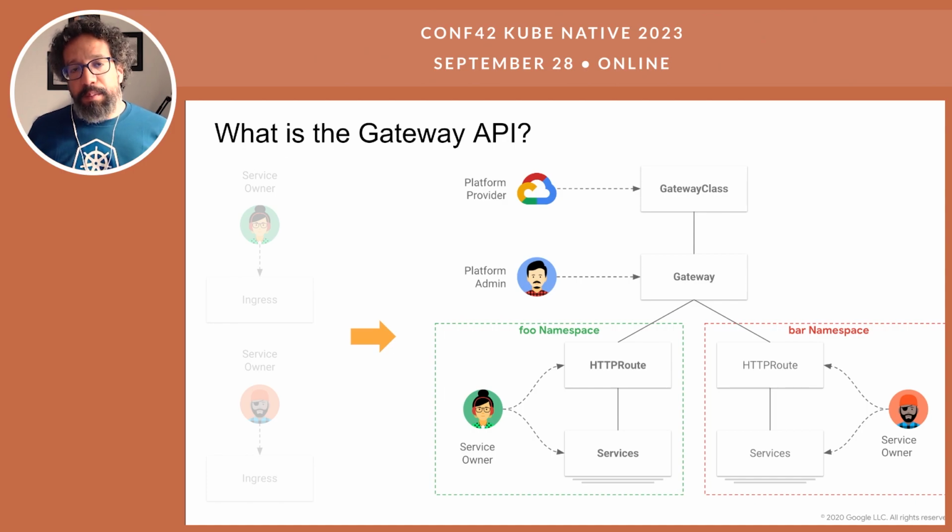You can have multiple personas deploying these things. In the ingress space, it's up to the service owner inside the namespace to deploy the ingress object to expose their application to the outside of the cluster. Here you can have a platform admin implement the load balancers for you, and then it's up to each service owner to implement their own routing rules. Also, one of the key implementation details of the Gateway API is the fact that you can do cross namespace routing, which you couldn't do with ingress.